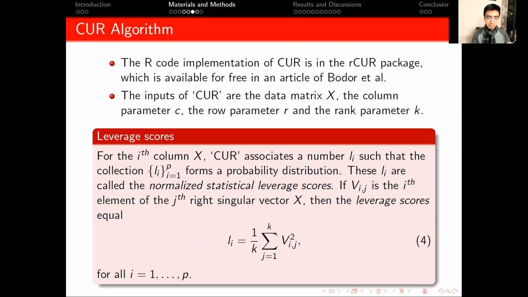rank parameter K. To select the columns of X to include in C, and similarly for the row selection of R, we have to compute an importance score of each column of X. Then, by using the rank parameter K and the data matrix X, the CUR algorithm randomly samples a small number of columns from X using that score as an importance sampling probability distribution. Equation 4 shows us the formula of the leverage scores.